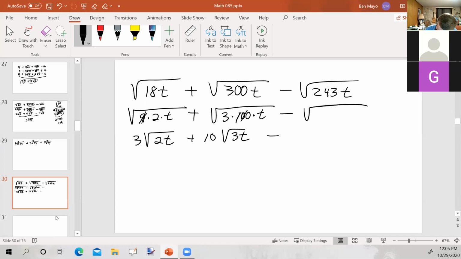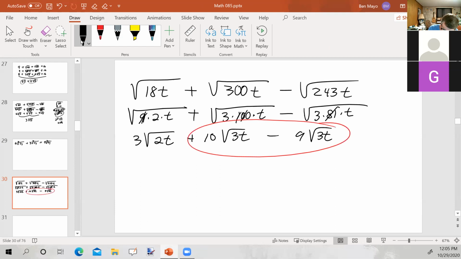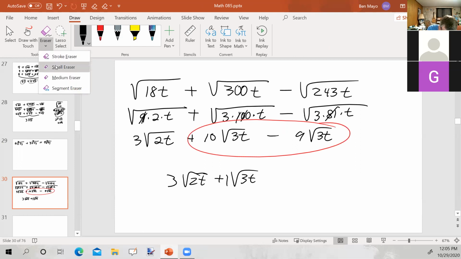Minus, minus. 243 is 3 times 81 times t. And again, I'm kind of shortcutting getting to the perfect square as we looked at a little earlier. If you didn't see that, you could just break it all the way down and then build it back up. So this is going to be 9 square roots of 3t. Oh, these two are like terms, so I'm going to get 3 square roots of 2t plus 1 square root of 3t, and I don't need to put that implied 1 in the front there. I could put it there, but it's just fluff. It's not necessary.